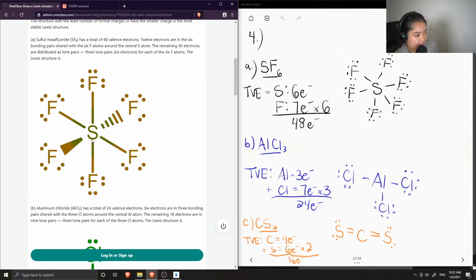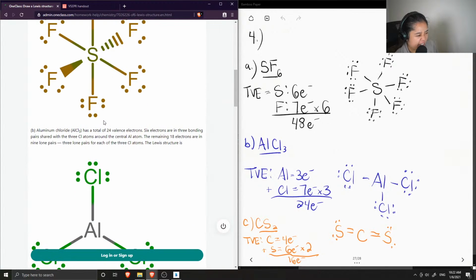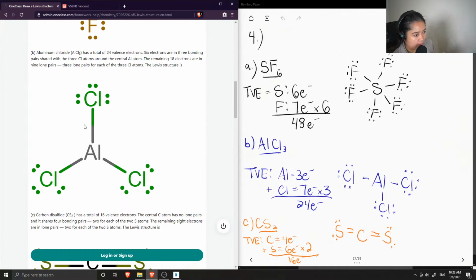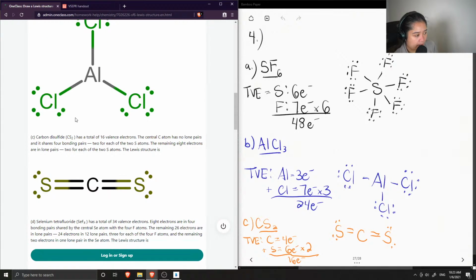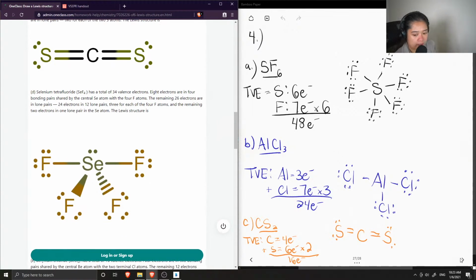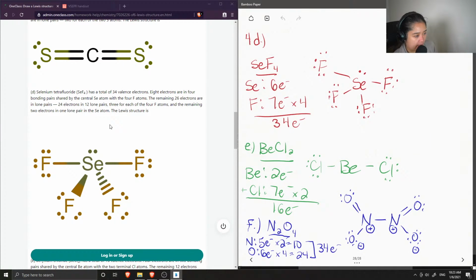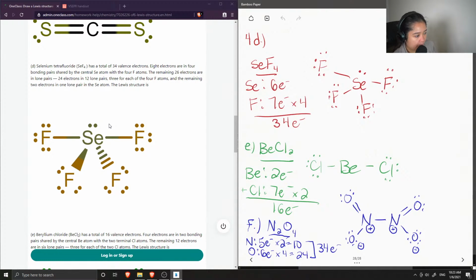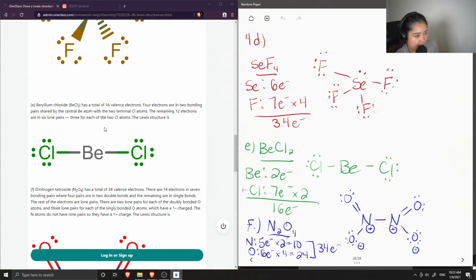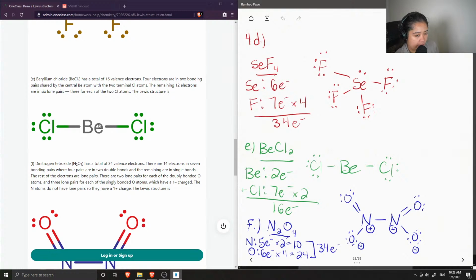For sulfur hexafluoride, they have the same Lewis structure, is correct. For aluminum chloride, there are 24 valence electrons and got the same Lewis structure as well. Carbon disulfide, you see that the carbon has the 2 double bonds. This is correct. Selenium tetrafluoride has 34. So this is correct as well. Beryllium chloride has 16 and doesn't follow the octet rule, so this is correct.